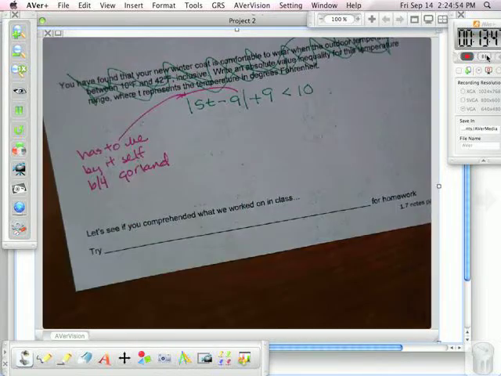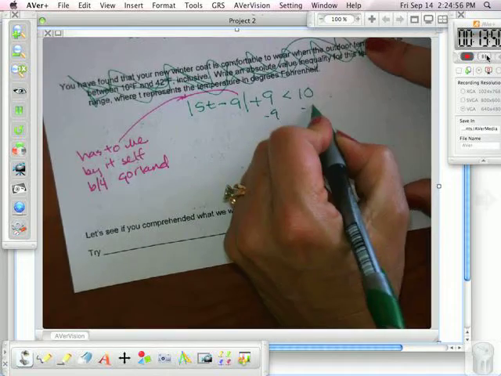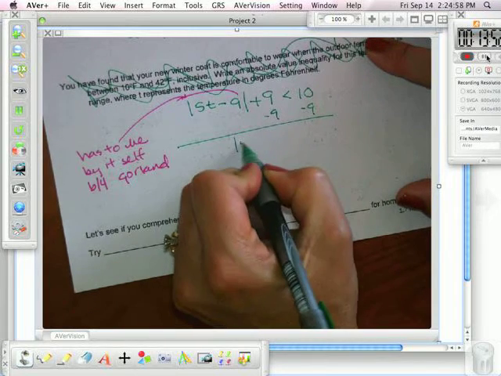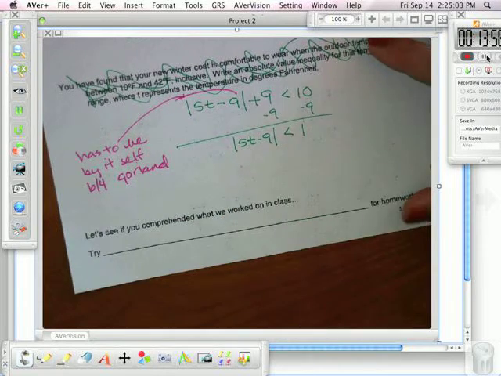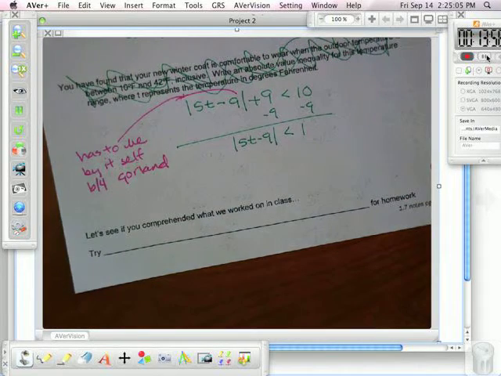So you just subtract 9. And then it's a less than, so you would set it up as an AND and you would go from there. It has to be by itself before you can set it up. Okay?